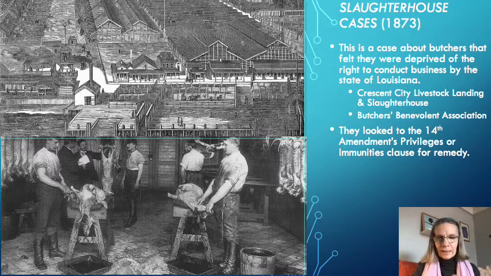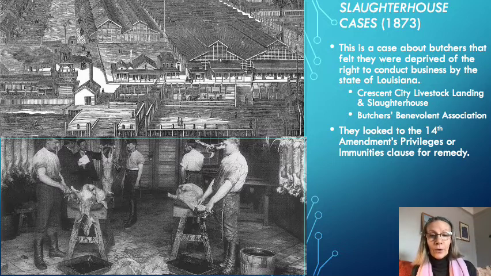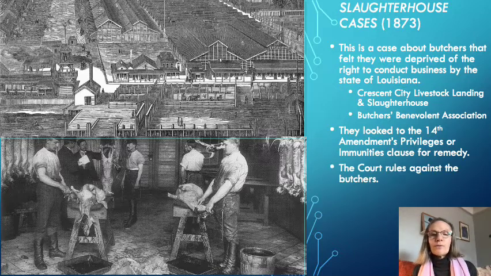And so they basically threw all of the 14th Amendment at the court, saying that they had been harmed and they were seeking remedy. And they were smart because they had lost at the state court level, and so then they argued it from a federal perspective. That is the 14th Amendment that allowed them to get a hearing at the Supreme Court. So that's the issue before the court. And the court rules against the butchers.